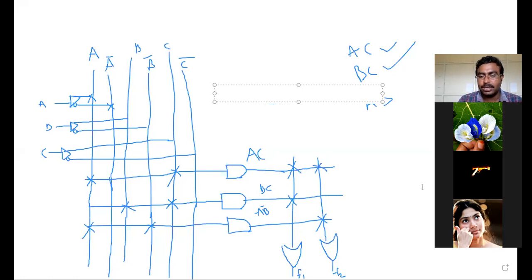Any doubts, students, in this design part? No, sir. Then let us see one more design with a different example.